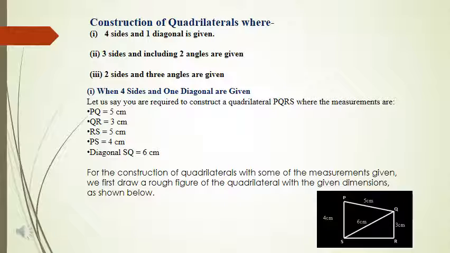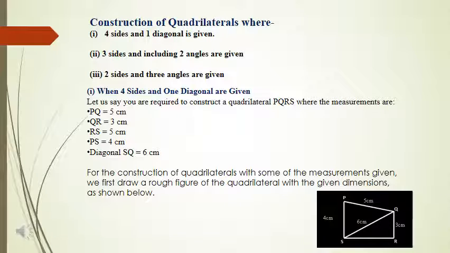Second way, if we know three sides and two included angles, then we can also construct this quadrilateral. And the third way is that if we know two sides and three angles, we can construct the quadrilateral. Now students, we will construct quadrilaterals by these different ways.